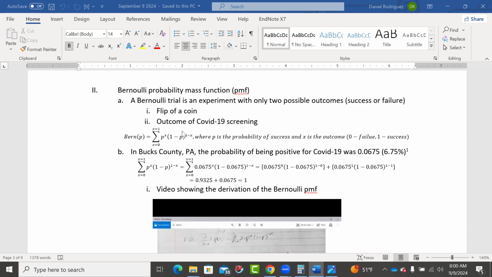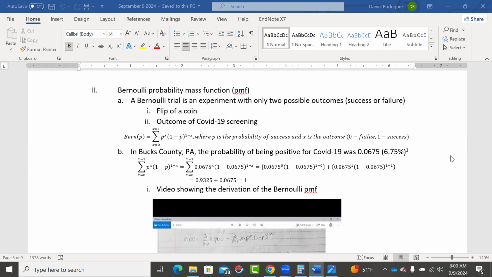And this is a really, really nice equation. It's very simple, right? Because if we have success, we have p to the 1, which is p. Then we have 1 minus p to the 1 minus x. Well, 1 minus 1 would be 0. So anything raised to the power 0 is 1. So we just get p. So that's the contribution for success. For failure, x is equal to 0. p to the 0 is 1. 1 minus p to the 1 minus 0 is 1 minus p. So that's your contribution for failure.